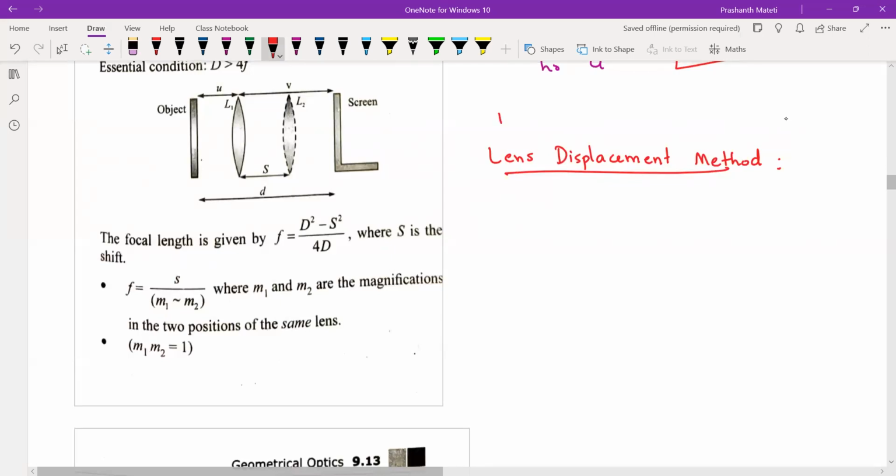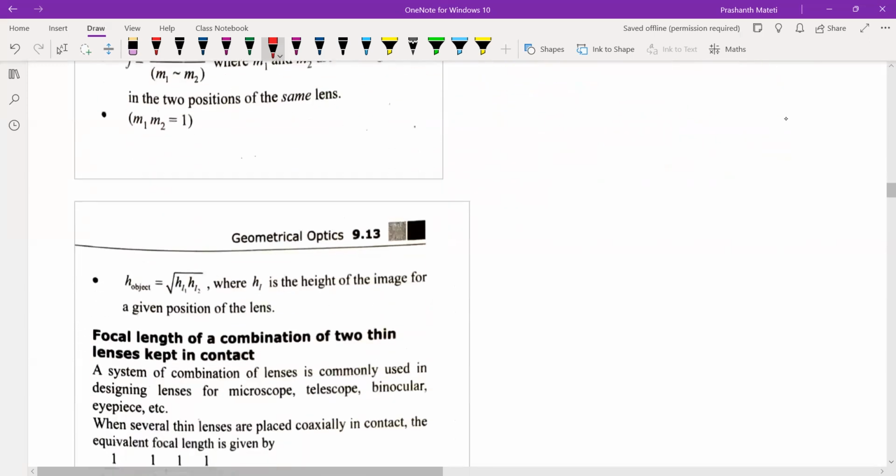And also one more thing is Newton's formula. The Newton's formula also we'll see. And also we'll complete optical instruments today. So these two things we have to see, and also optical instruments we'll cover. We'll come back to this.